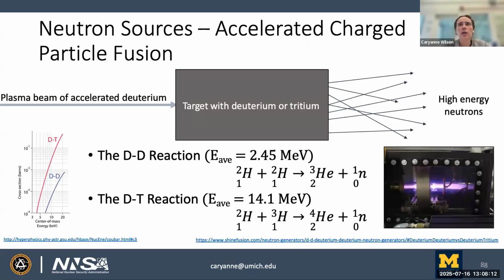And then going over one more potential neutron source. You can get quasi-monoenergetic neutrons emitted by accelerated charged particle fusion. These are either deuterium-deuterium or deuterium-tritium reactions, where a deuteron will be accelerated towards a target. That target is deuterium for the DD reaction, and it's a tritiated target for the DT reaction, and that will emit high-energy neutrons. And then you can see these reactions down here.